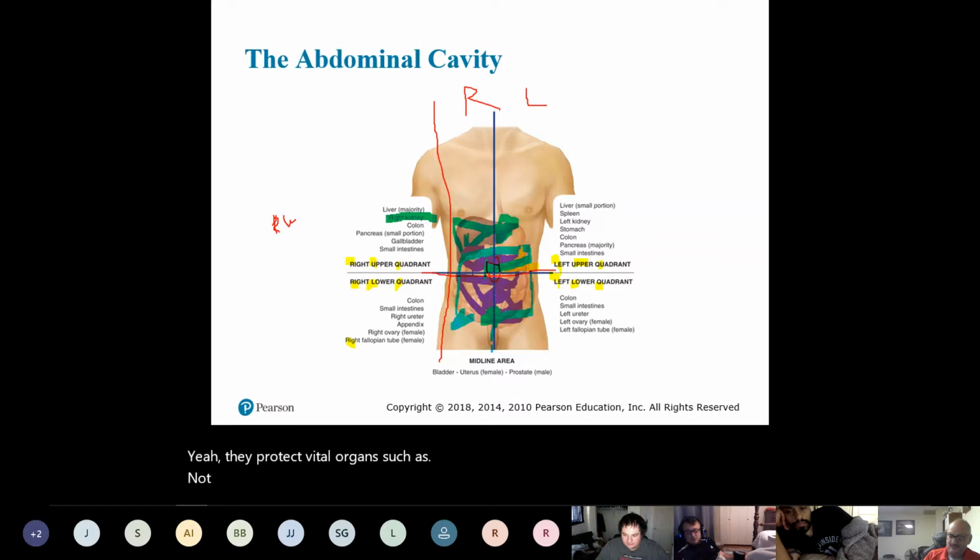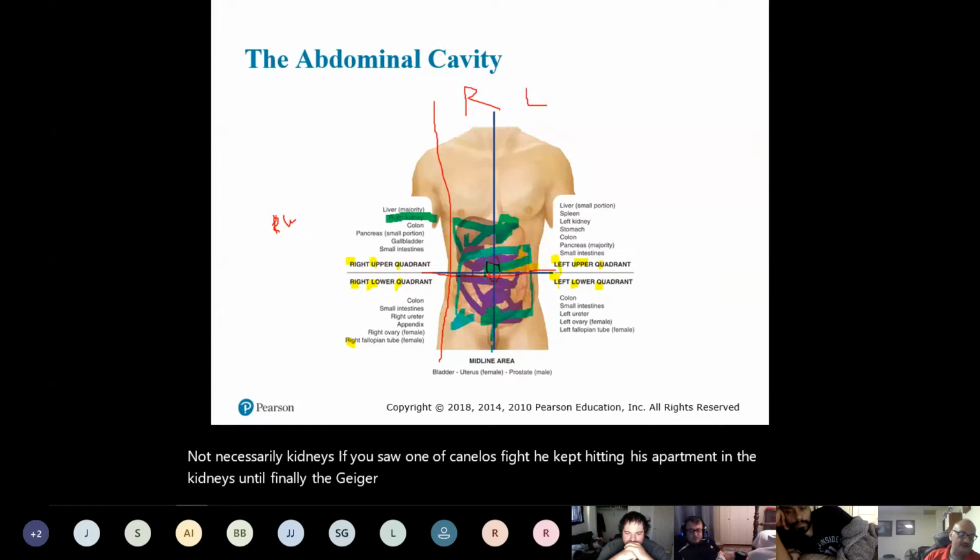Necessarily the kidneys. If you saw one of Canelo's fights, he kept hitting his opponent in the kidneys until finally the guy went ow and they called the fight. Protects your brain, lungs. Yeah. Yep. All right.